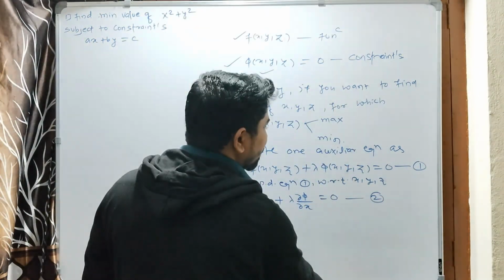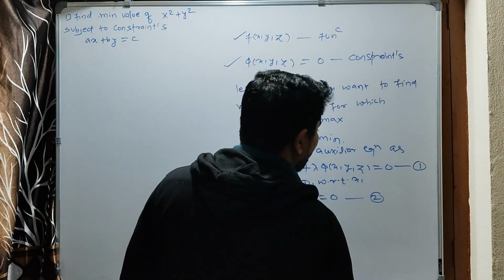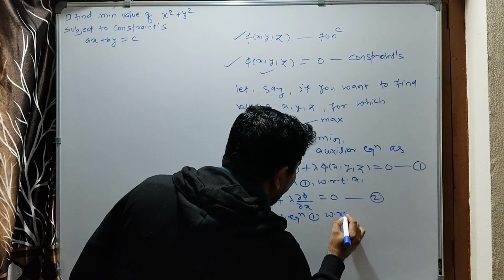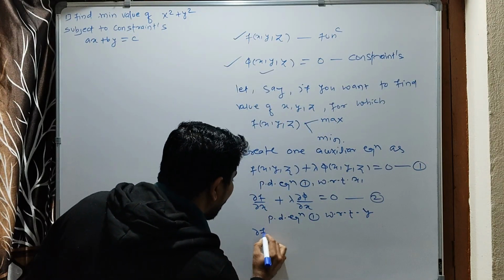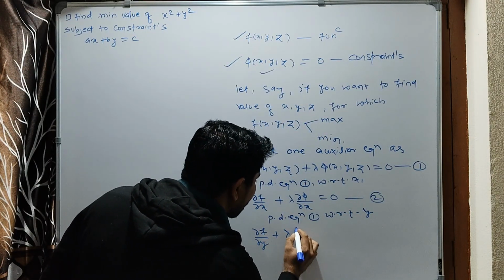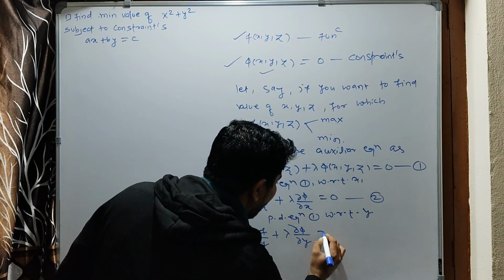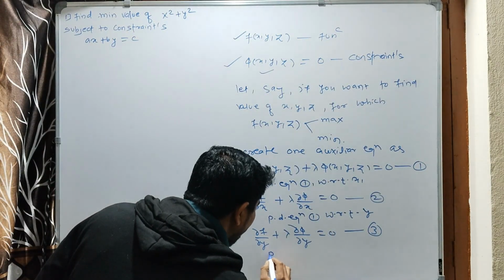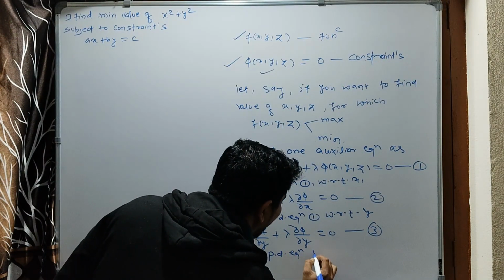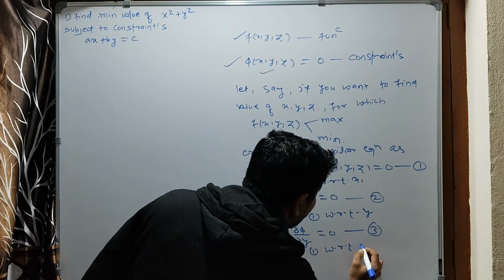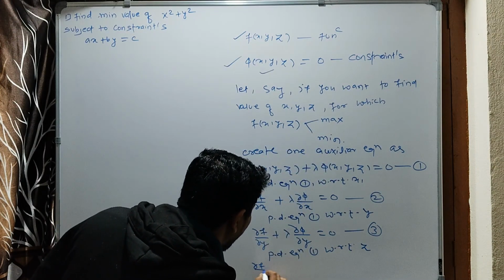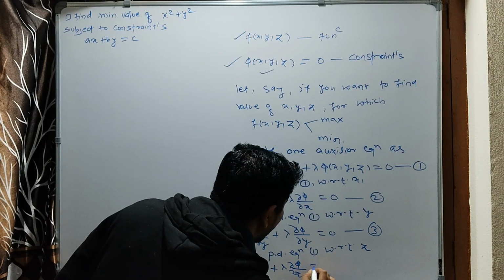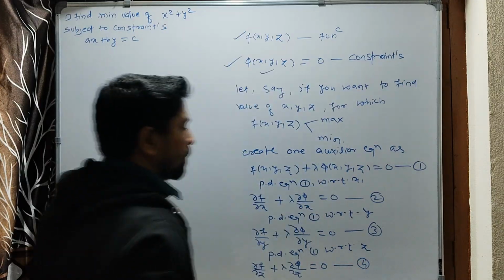In the same way, partially differentiate equation 1 with respect to y. This gives dou f by dou y plus lambda times dou phi by dou y, which is equal to 0. Let's say this is my equation number 3. Similarly, partially differentiating equation 1 with respect to z gives dou f by dou z plus lambda times dou phi by dou z, which is equal to 0. This is equation number 4.